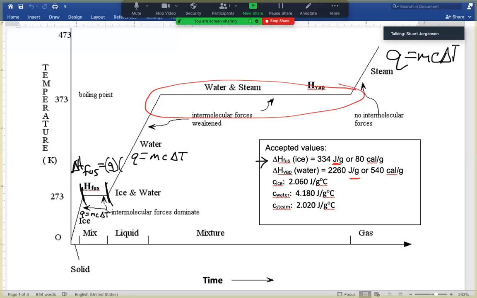Sorry, I should, oh, not that button. Because we're solving for the heat here. So if we want to solve for the, oh, come on.